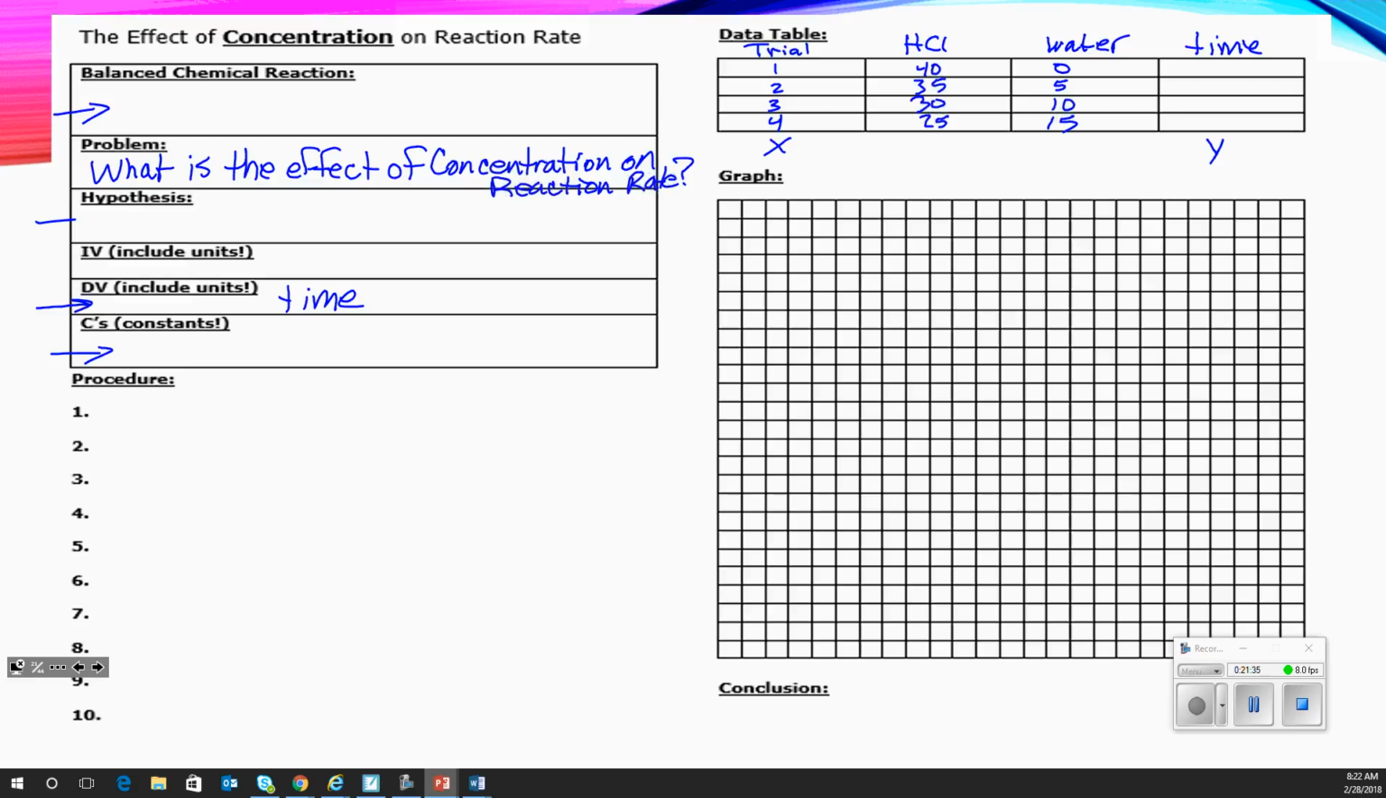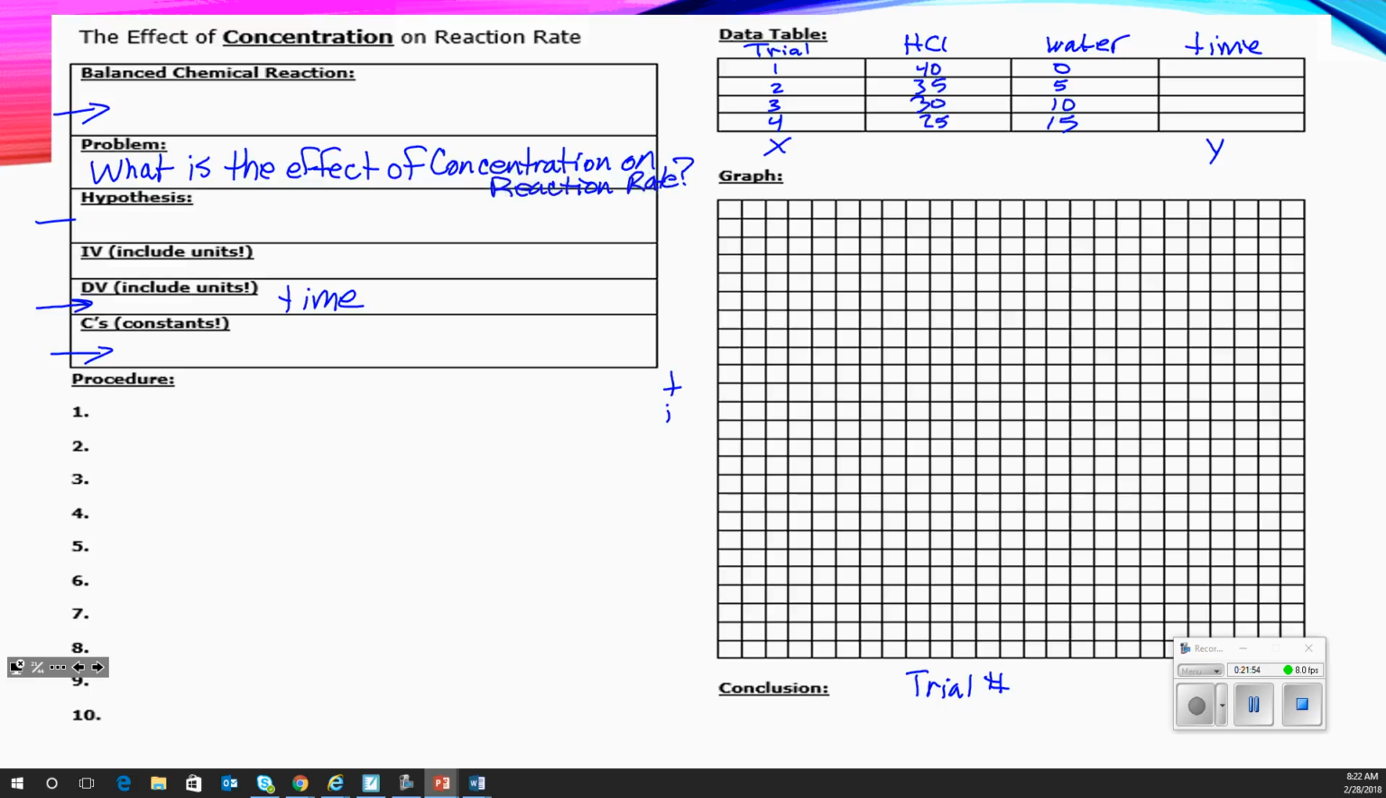Okay? Set up your graph. So right now we know what's along the bottom. Trial number. So I can set it big or wide. I can do this as a bar graph. I can do it as a line graph. What about on this side? What's on the y-axis? Time.